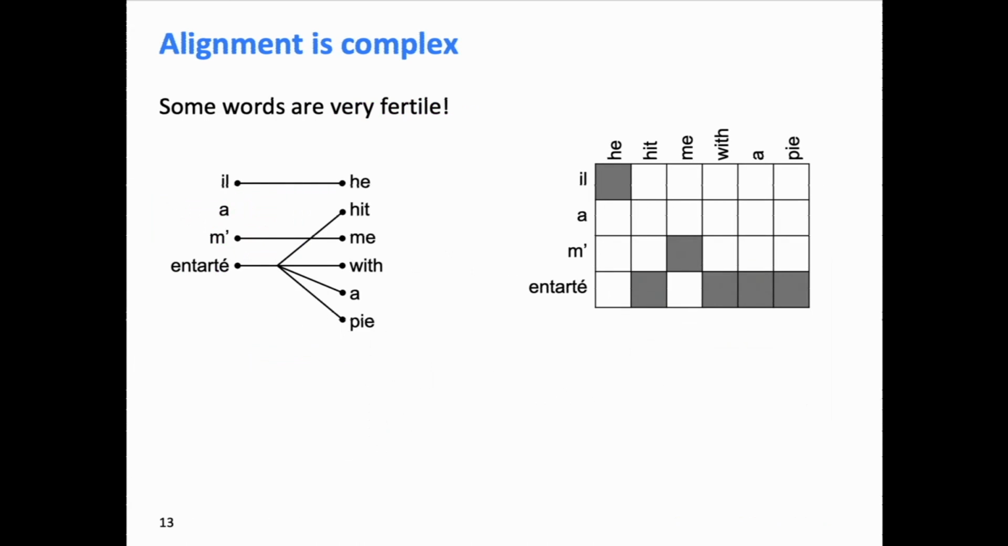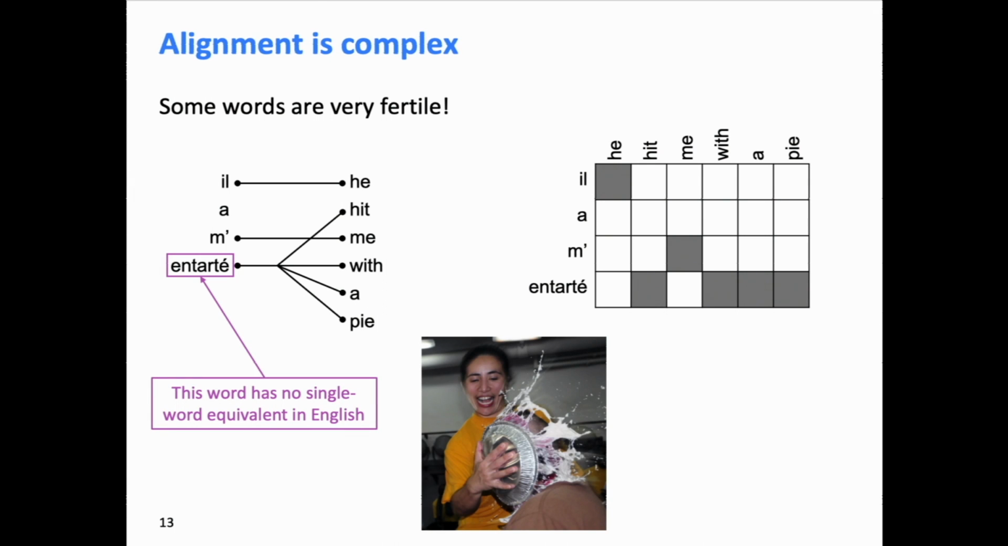So in fact, there are some words which are very fertile. Here's an example where the source sentence, il a emtartiné, means he hit me with a pie. And here in French, this verb, entarter, means to hit someone with a pie. And this word has no single word equivalent in English. We don't have a single verb that means to hit someone with a pie, which I think is really fun, that French has a word. You wonder, maybe they do it so often that they need a single word for that? I don't know. So this is an example of a fertile word, right? Because it needs to have several corresponding English words to translate it.